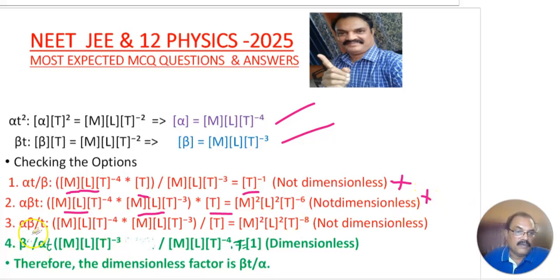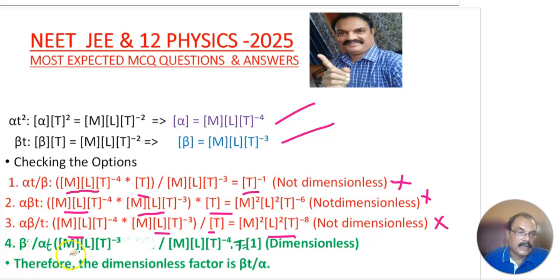Then let us go to alpha beta by t. Alpha is written, beta is written, t is written. So you'll get this. Again we are getting mass, length, time, all dimensions. So it is not a dimensionless quantity.